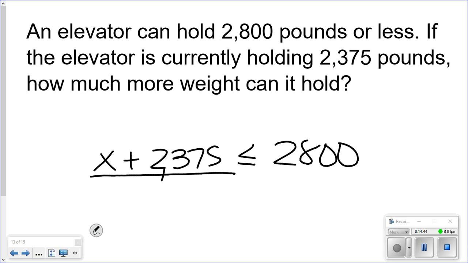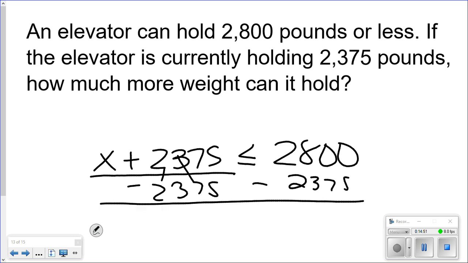If I subtract 2,375, which is going to give me 425 pounds, is that right? Now you're just making more work. No, I'm not, because it's asking me what else this thing can hold. Can it hold 425 pounds? Yes. What else can it hold? 424 pounds, 423 pounds, 422 pounds, 420 pounds. That's what it wants to know.